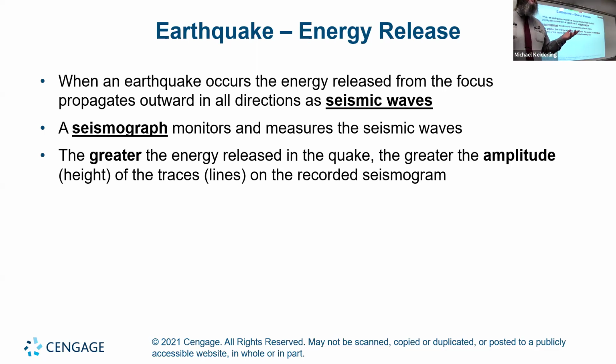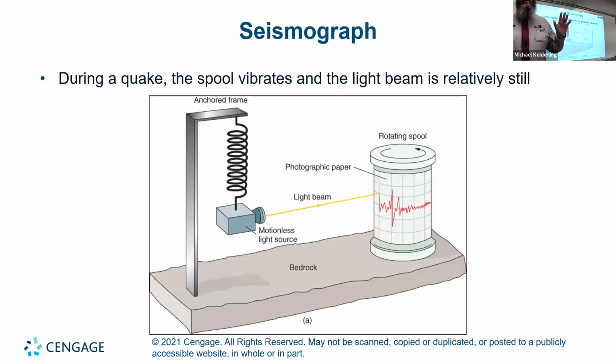So the Richter scale is a scale that's based on the amplitude of seismic waves, at least originally. It's been modified a little since then, because it turns out the original Richter scale doesn't work so well for very big earthquakes.